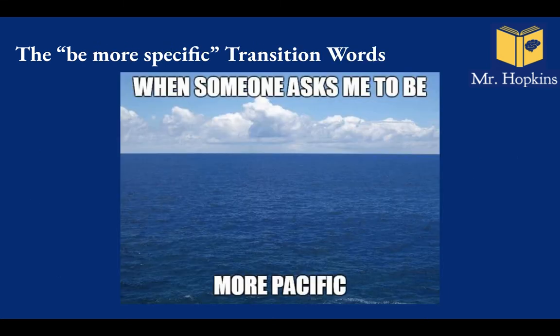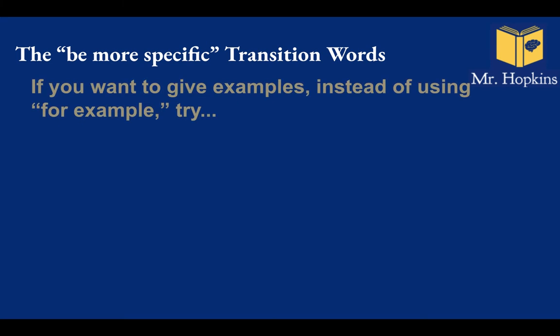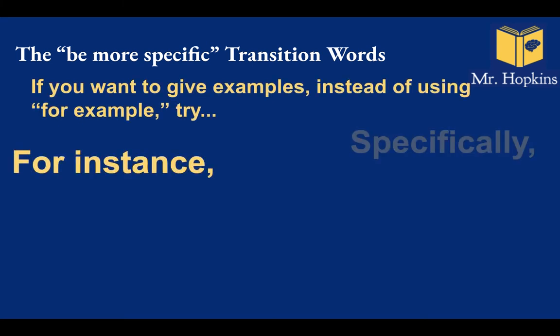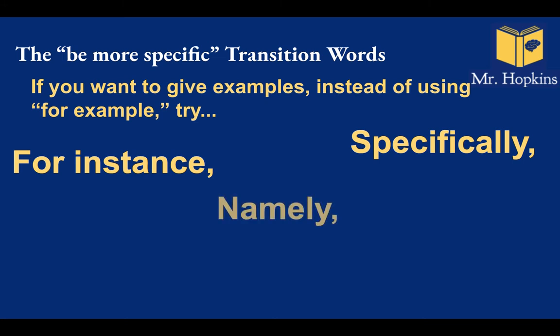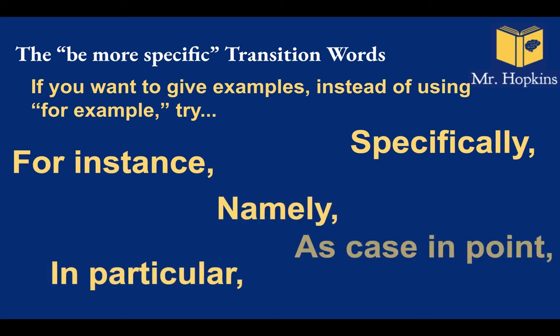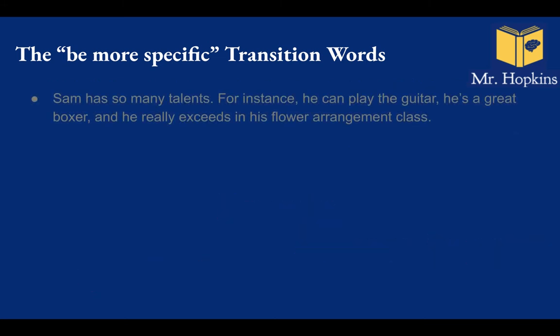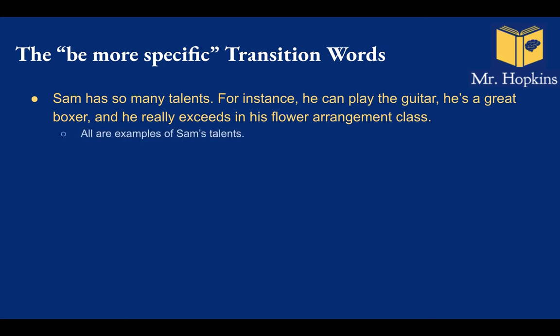The next type of transition is the "be more specific" transition word. So instead of saying "for example," mix it up a bit and try for instance, specifically, namely, in particular, or case in point. Sam has so many talents. For instance, he can play the guitar, he's a great boxer, and he really excels in his flower arrangement class. Nice mix of talents there, but they are all examples of Sam's talents.